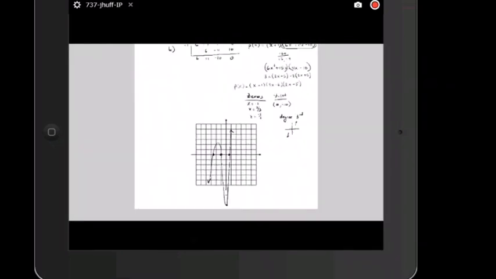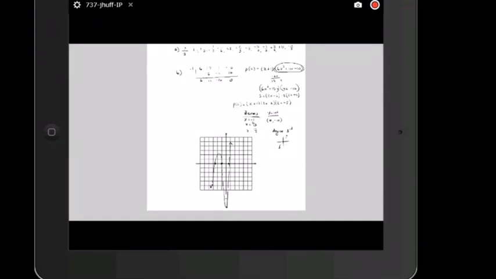It may also be wise to think about domain and range when we're graphing. If it's asked, the domain for something like this, for example, would be all real numbers, negative infinity to positive infinity. Range would also be all real numbers, positive infinity to negative infinity.